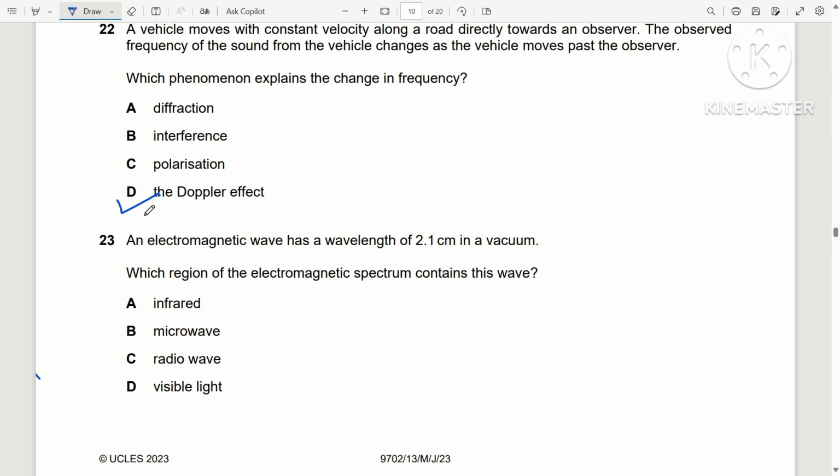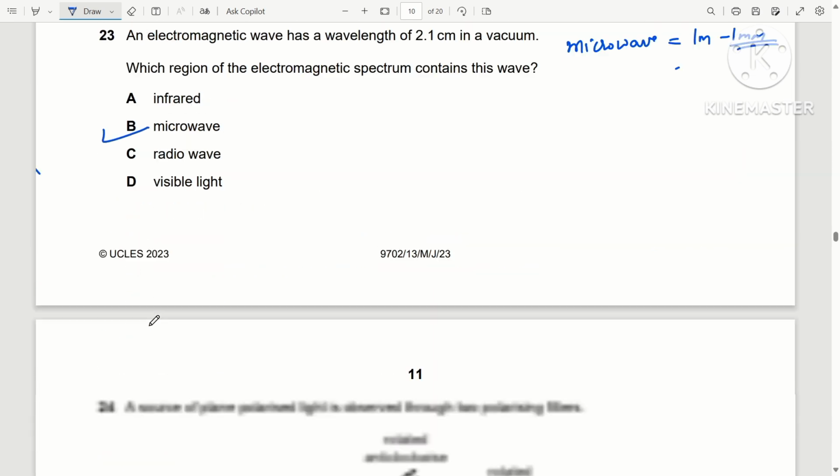moving away, then decrease. An electromagnetic wave has a wavelength of 2.1 centimeter in vacuum. Which region corresponds to this wave? For this, you have to learn values. This question is directly based on learning. We know that microwaves lie in a region of like 1 meter to 1 mm. So for 2.1 centimeter, the option is B. This is all about learning.